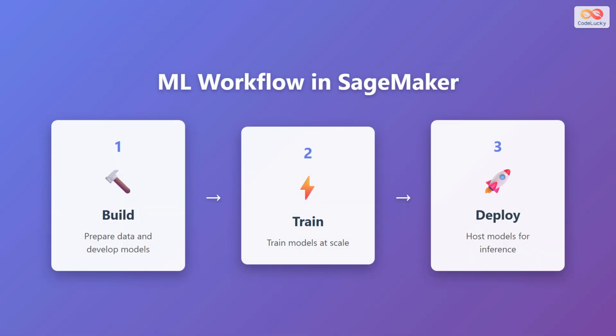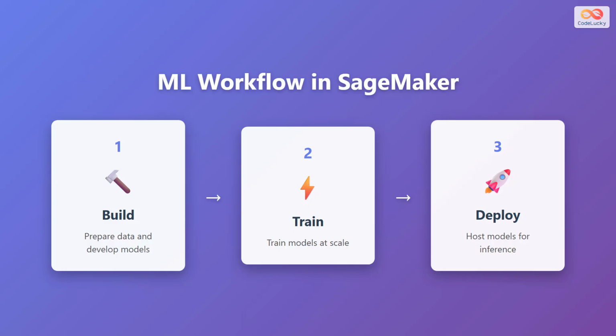The machine learning workflow in SageMaker follows 3 main phases. Phase 1 is build, where you prepare your data and develop your models. This involves tasks like data collection, cleaning, transformation, and feature engineering. You'll also explore your data and experiment with different model architectures during this phase.